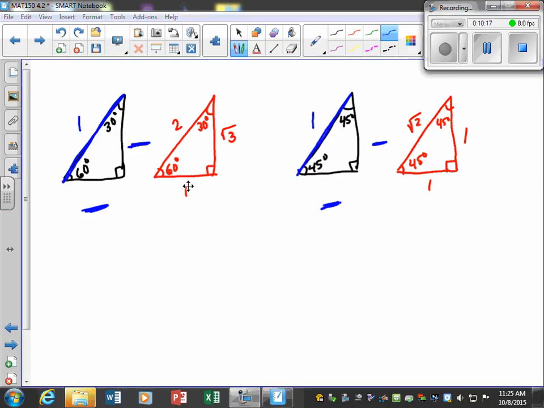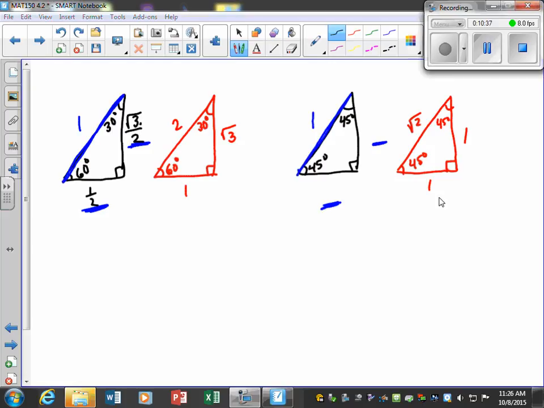Okay, so let's just check. So 2 divided by 2 will get us that 1. So basically, we divide everything. 1 divided by 2 will give us 1/2. And then this side divided by 2 gets us square root of 3 divided by 2. Alright, let's work with the other one.